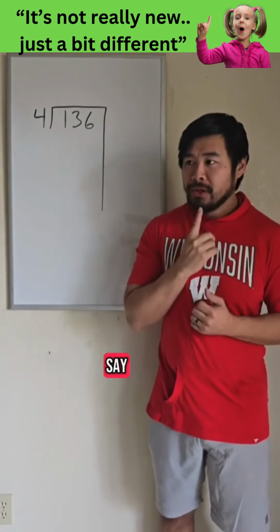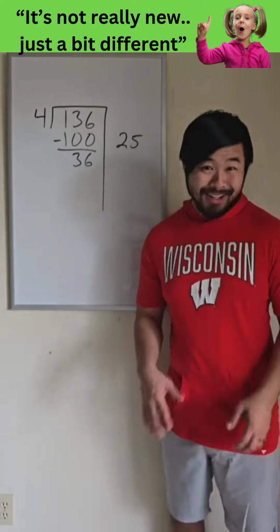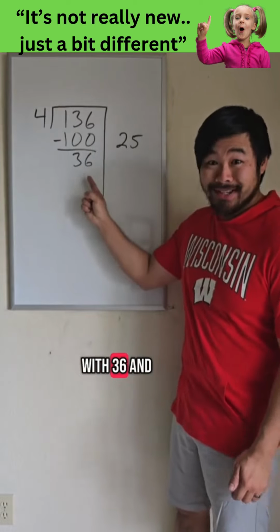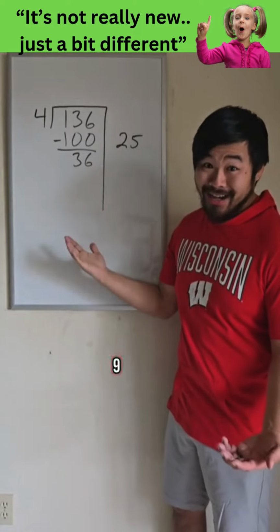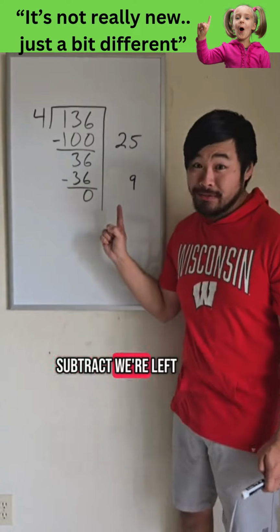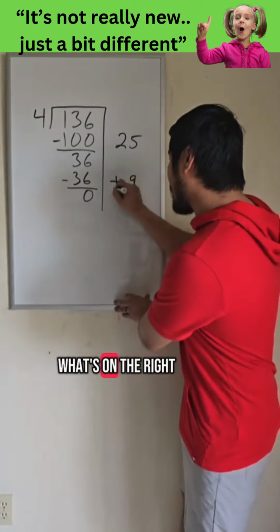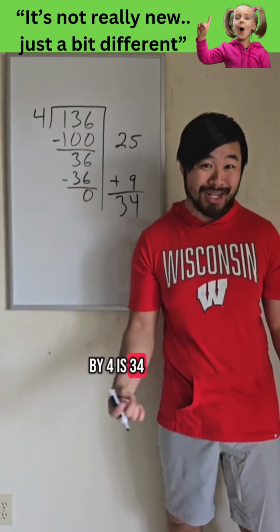Well, someone can say, well, I know 25 4s is 100, I think that's a good start. So we used up 100 out of the 136, so we're left with 36, and we repeat the question. How many 4s fit into 36? 9. And 9 times 4 is 36, and when we subtract, we're left with 0, so we're done. So to obtain our answer, we just combine what's on the right. So we see that 136 divided by 4 is 34.